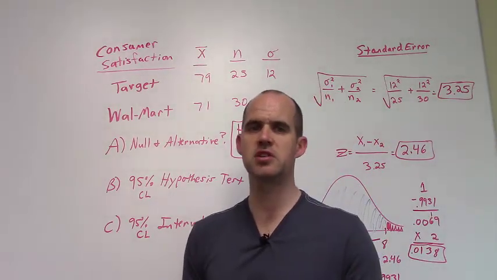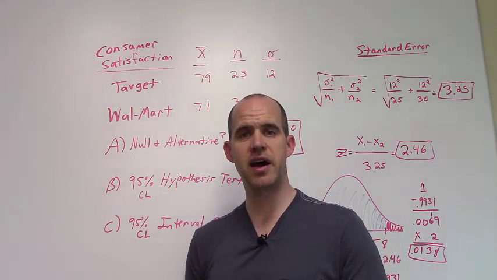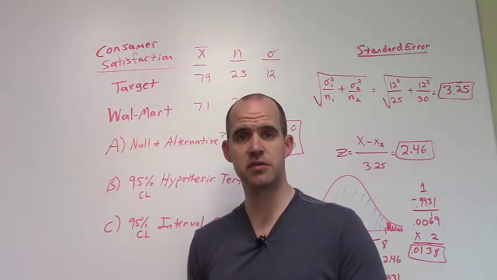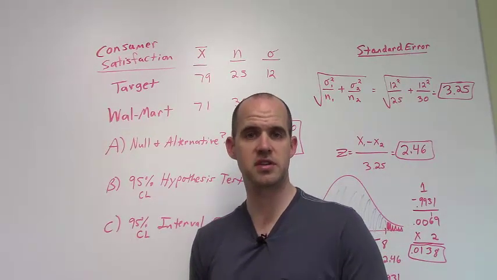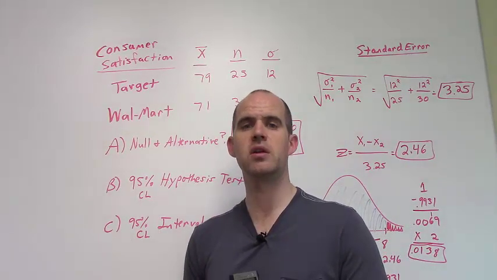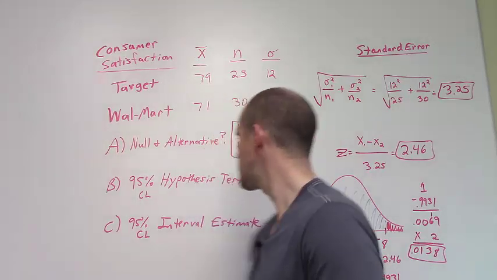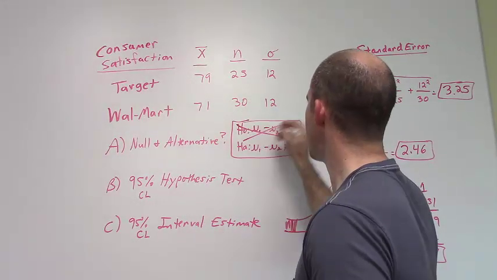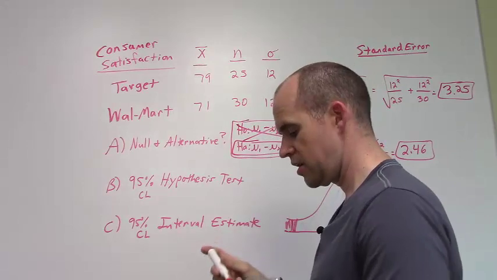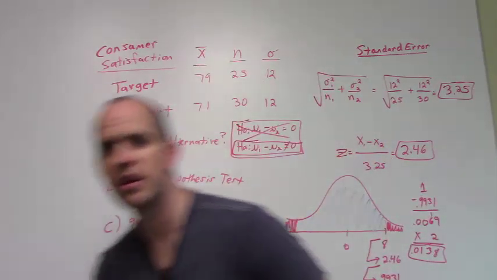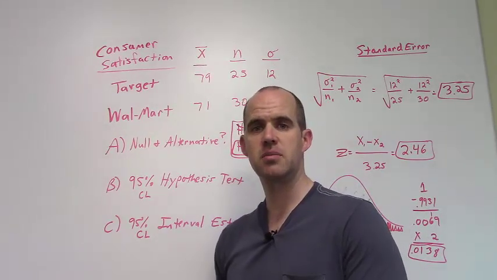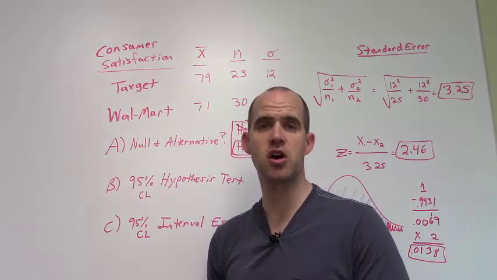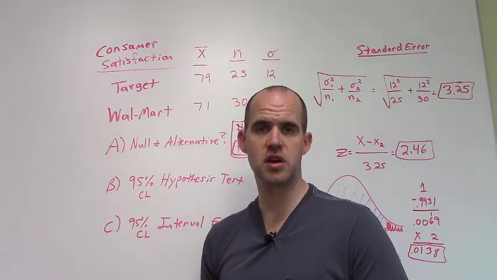Let's remember our rejection rule, that if that final p-value is less than our level of significance, and because we have a 95% confidence level, our level of significance is 0.05, we can reject the null hypothesis. So we can say that our alternative has reason to be accurate, and there is a real statistically significant difference between the customer satisfaction scores in Target and the satisfaction scores in Walmart.